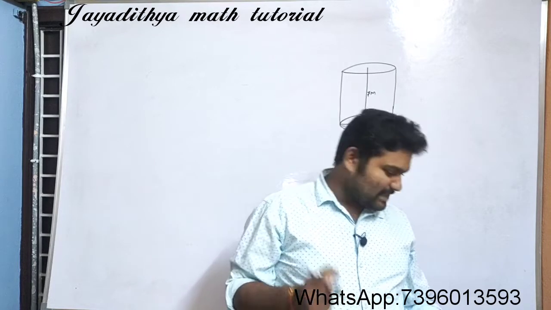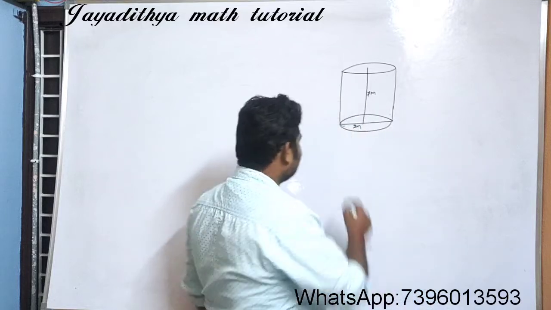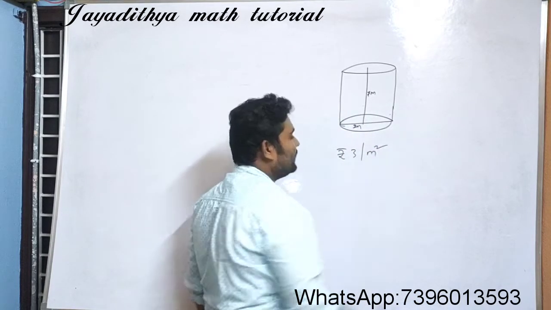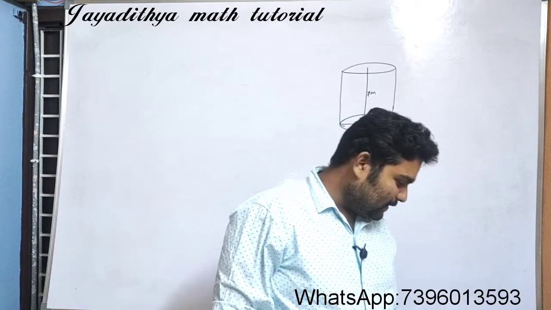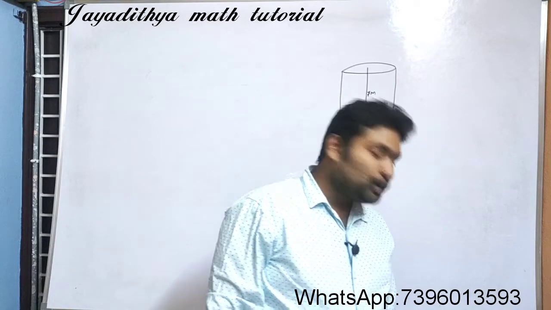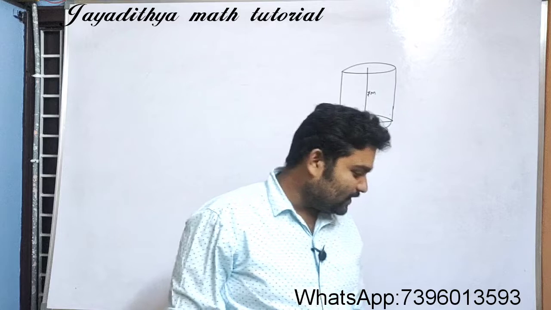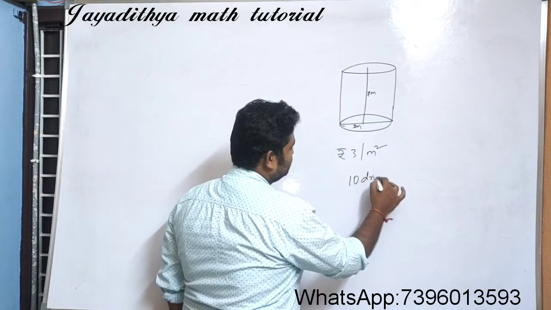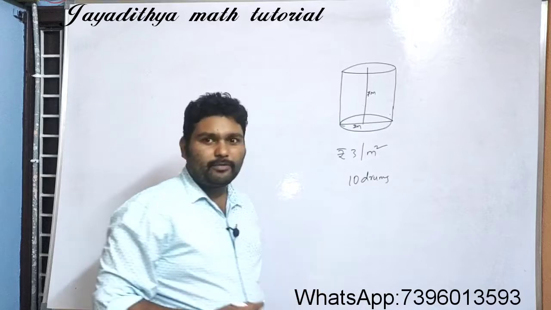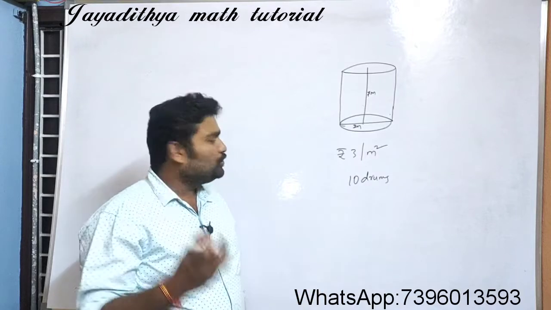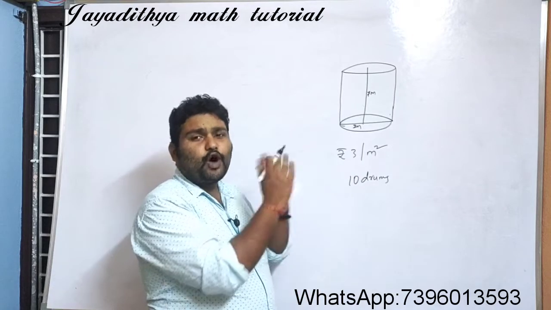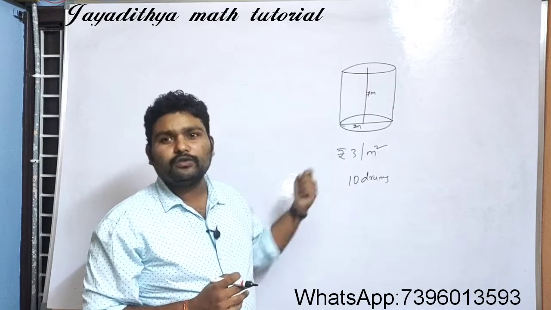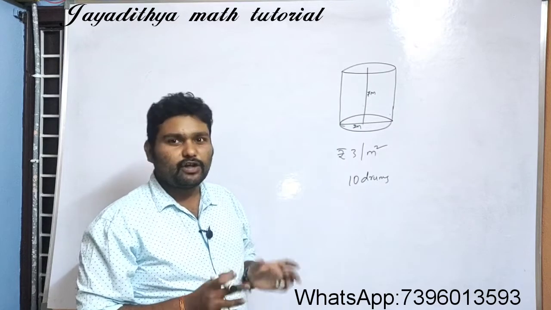A painter charges rupees 3 per meter square. Find the total charges to be paid to the painter for painting 10 drums. So here a lot of information is given, and you should check what we should find first. After knowing what to find, you can easily solve the problem.